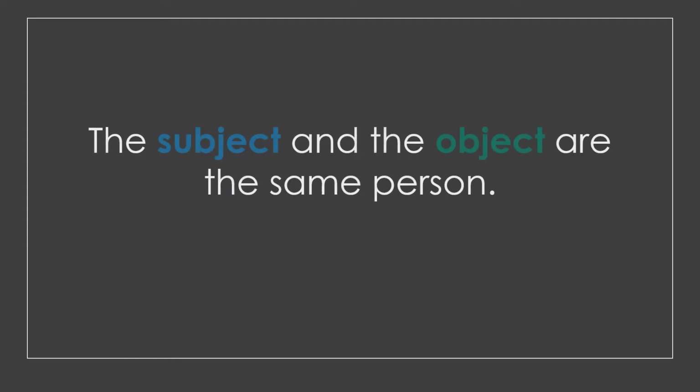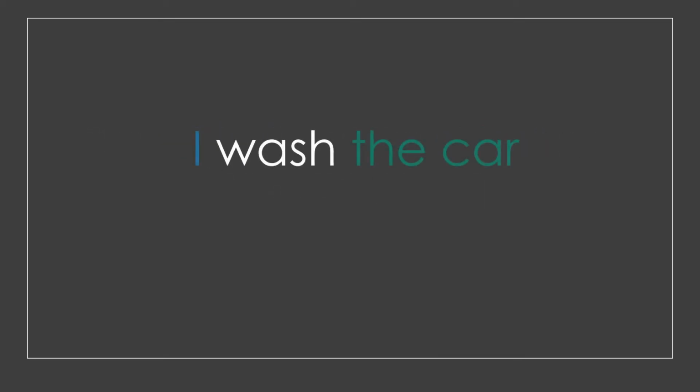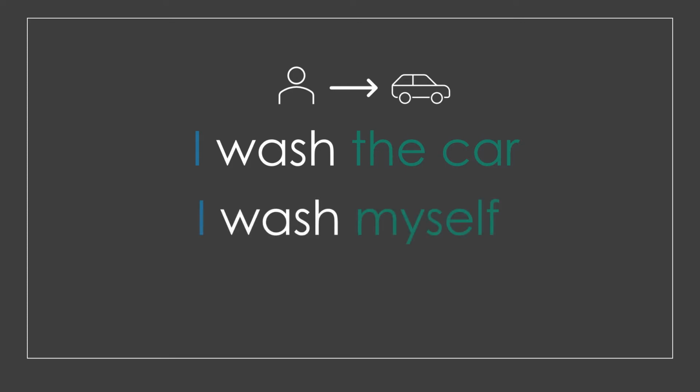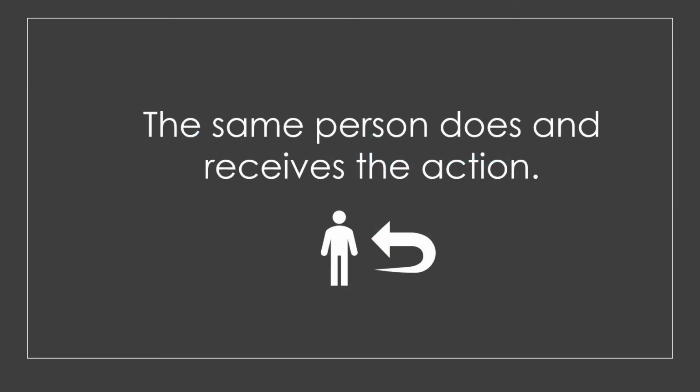Reflexive verbs are those in which the subject and object are the same person. For example, if I say that I wash my car, I am the subject and the object is the car. I'm doing the action, the car is receiving the action of being washed by me. But if I said I wash myself, I am still the subject, but in this case I am also the object. So I am receiving the action of the verb. Reflexive verbs are those in which the same person does and receives the action.